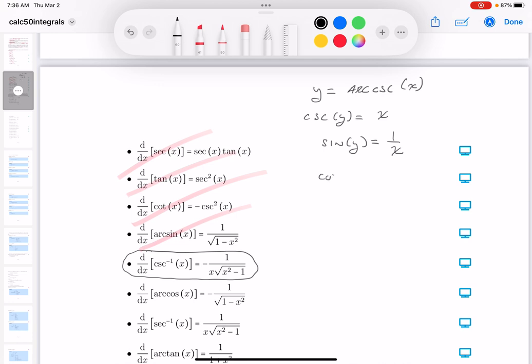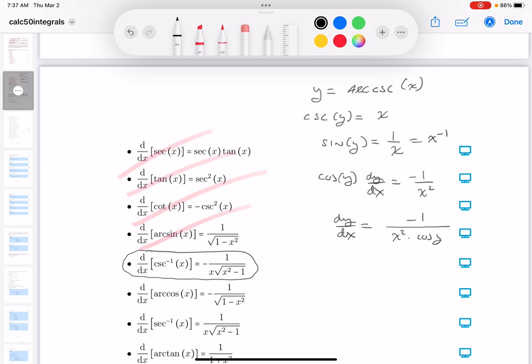What are you going to get? You get cosine of y dy/dx, and this guy over here is really just x to the minus 1. So what do you get? You get minus 1, and then it's going to be x to the minus 2, which is x squared in the bottom. So what's dy/dx? Let's write this down. It's going to be minus 1 over x squared times cosine y.